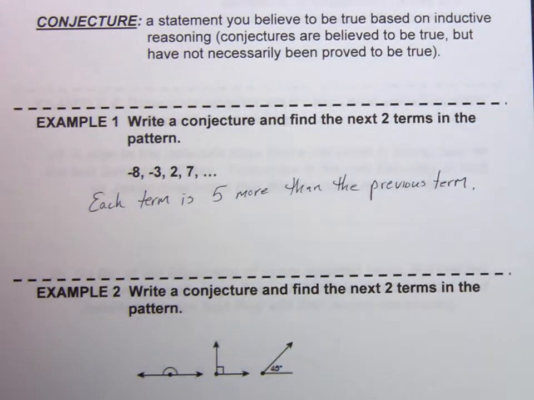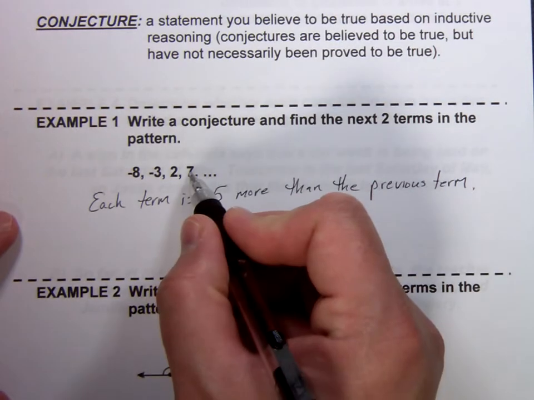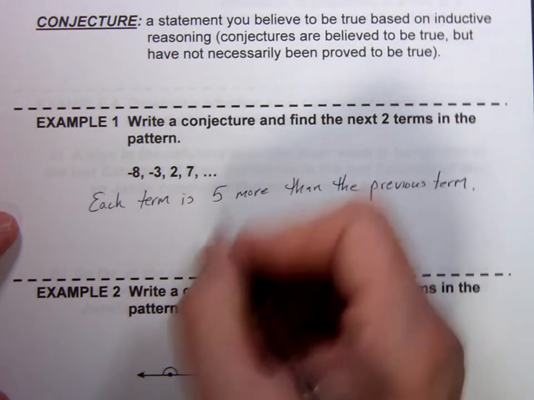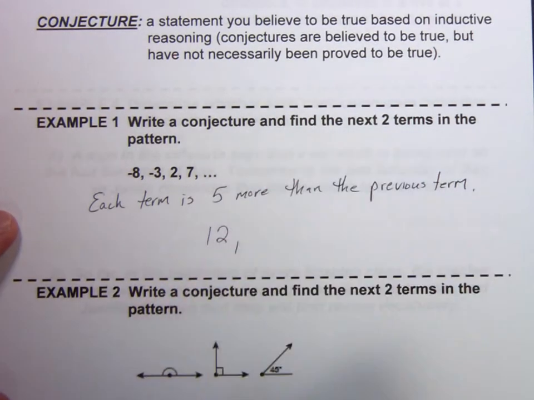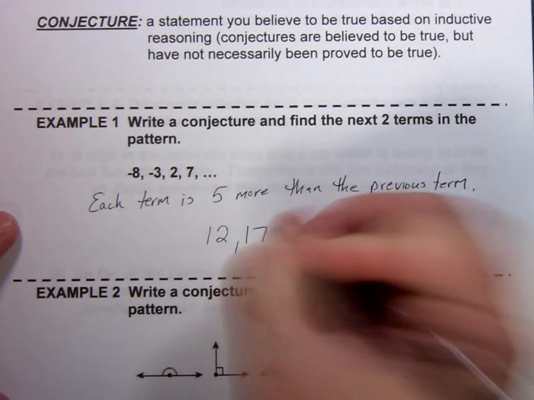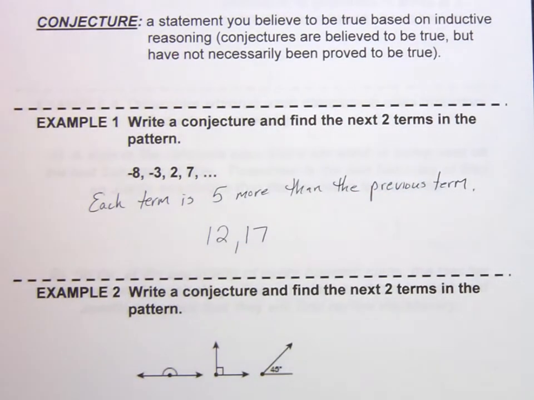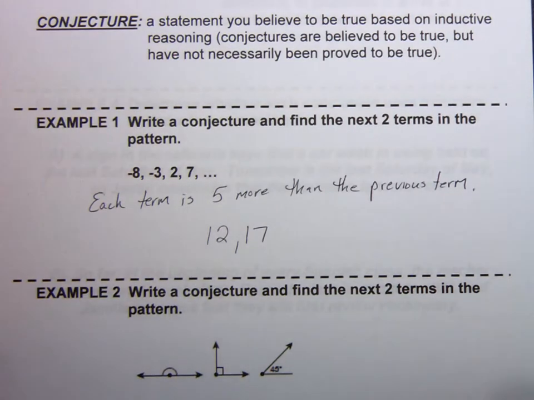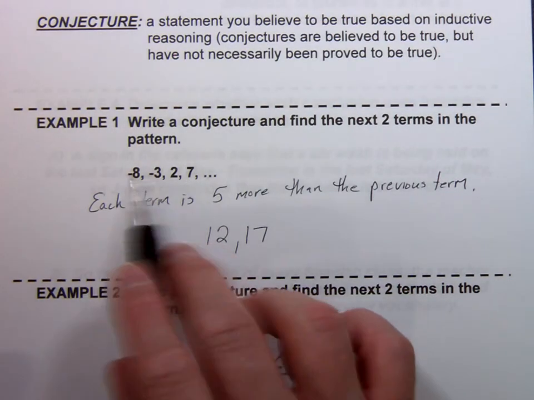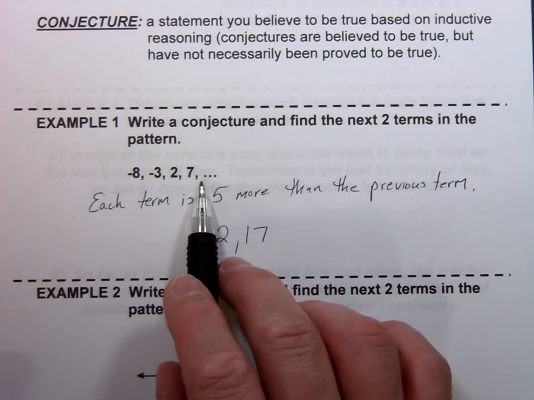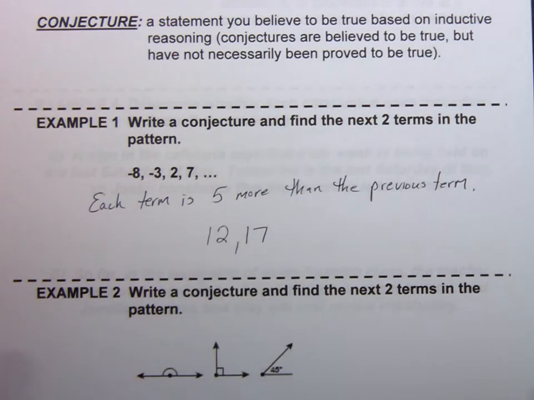And so then if I continue with my conjecture, if I think that's the pattern that's happening, then I'm going to keep adding 5 more to each number. So the next two terms, if I add 5 to 7, that would give me 12. And if I add 5 to that, that would give me 17. So this is using inductive reasoning. We're looking at these specific cases, picking up a pattern, and coming up with a conjecture about what the next term should be.